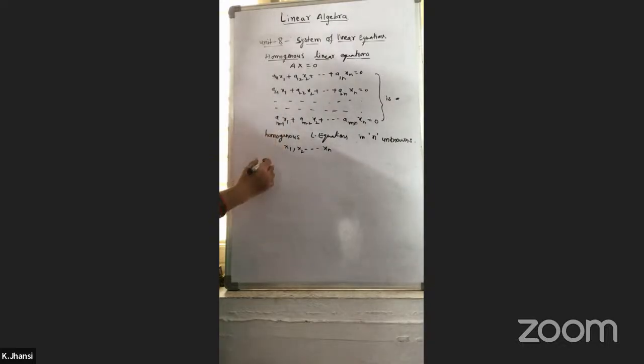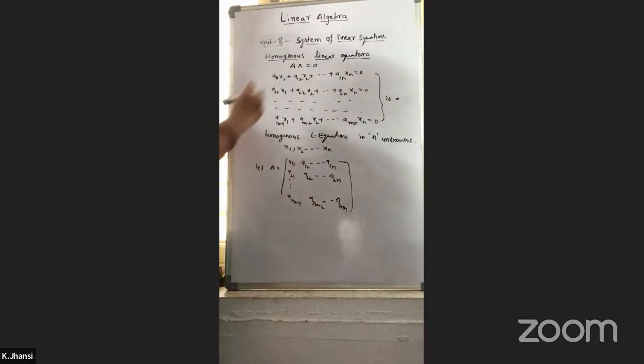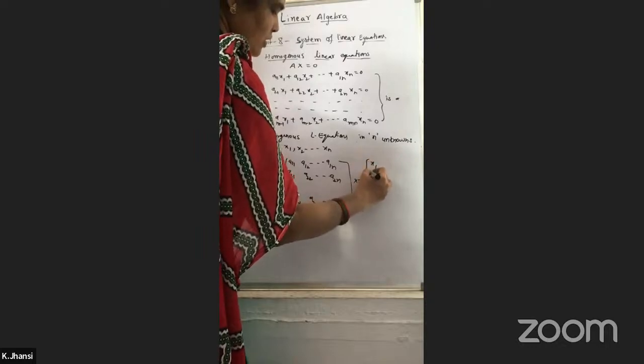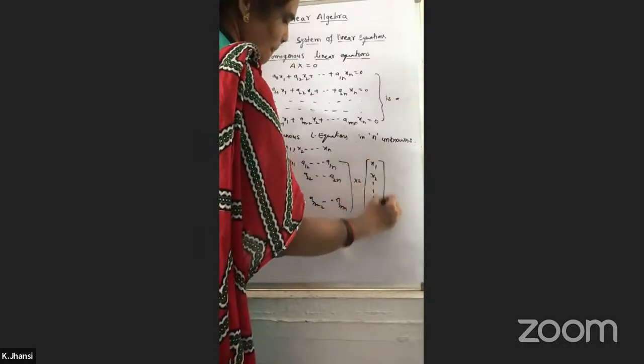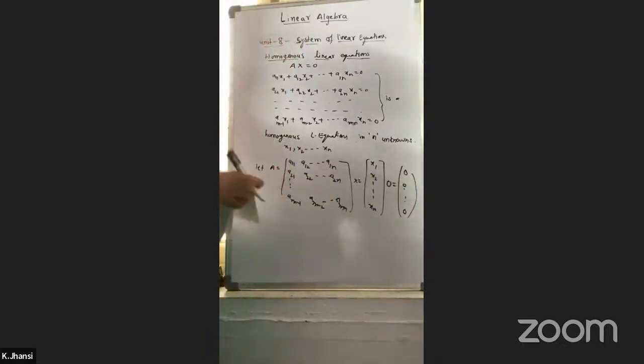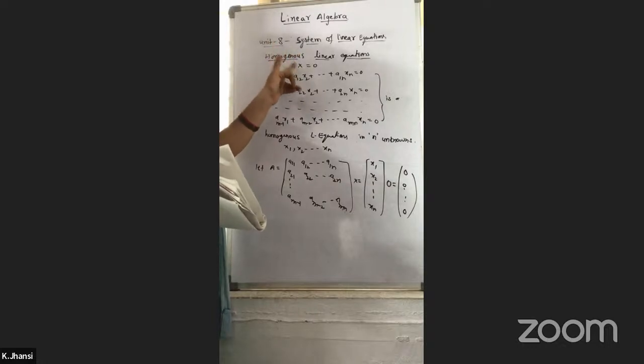And here, let A equal to the matrix A11, A12, so on up till A1n, A21, A22, so on up to A2n, like this, Am1, Am2, so on, Amn. So this is the matrix A. And here Ax equals 0, where X equals x1, x2, so on up till xn, and 0 is 0, 0, 0.